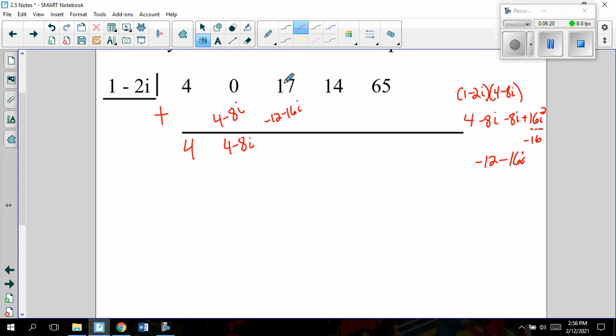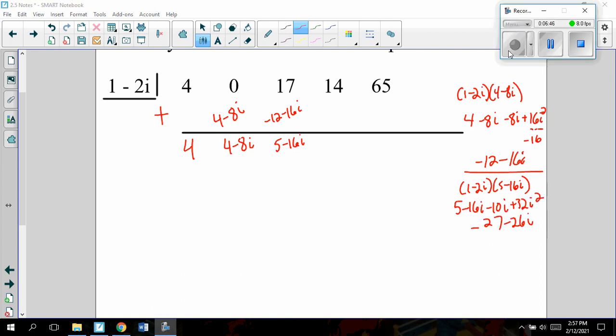All right, so combining these, again, the 17 and the negative 12 are the real terms. So those are going to go together. And I'm going to get 5 minus 16i. And then I would do this again, because I need to do this 1 minus 2i times this. And so what I'd like you to do is pause the video and try this. And when you feel like you are ready, go ahead and hit play and then see if you got what I got. All right, so I ended up getting the negative 27 minus 26i. And you can see my work there if you need to check something.